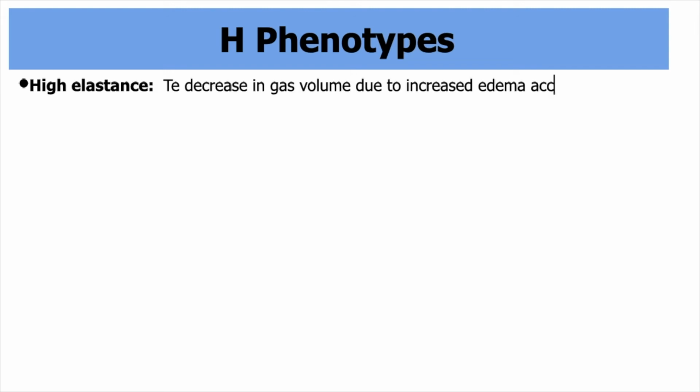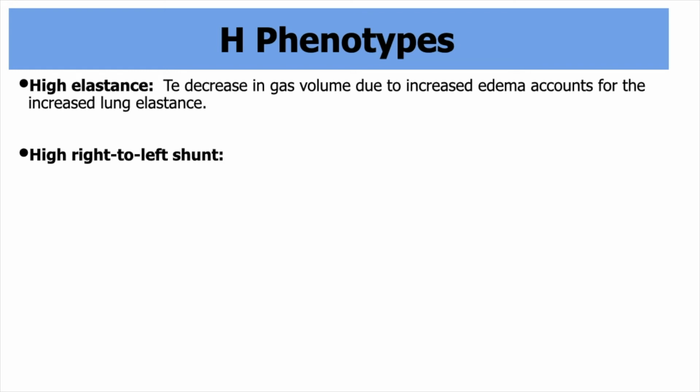So what happens in this is there is high elastance. That is, the decrease in the gas volume due to increased edema accounts for the increased lung elastance or decreased compliance. There is high right to left shunt. As the lungs become more and more consolidated, there is a perfusion in non-ventilated areas, resulting in a right to left shunt. Then there is high lung weight. As there is edema, the lung weight increases. Last but not the least is high lung recruitability. As most of the areas are now collapsed, there is a chance that they can be recruited during ventilation.